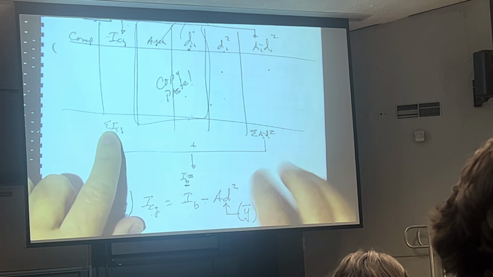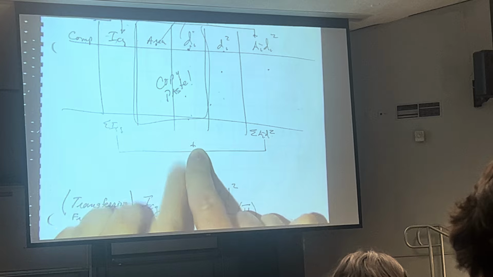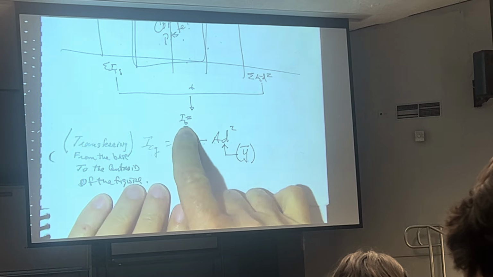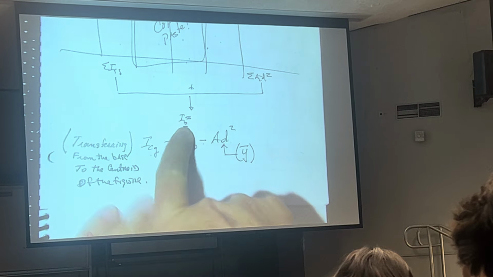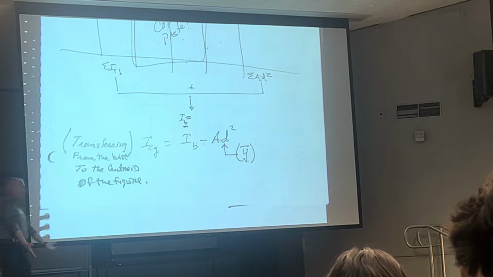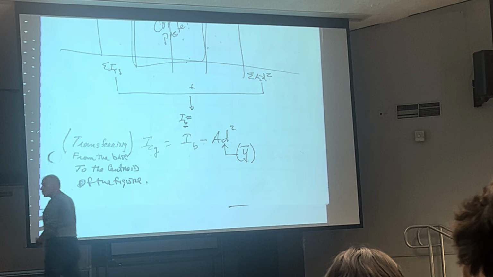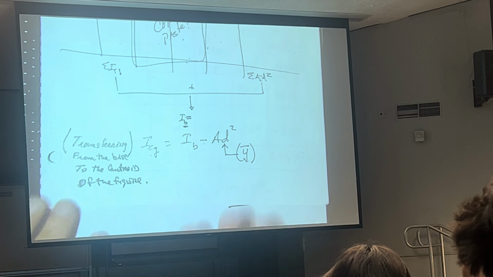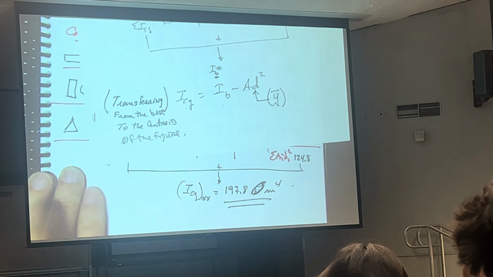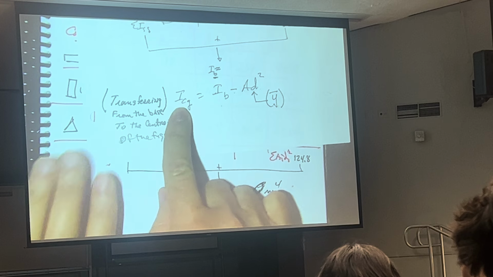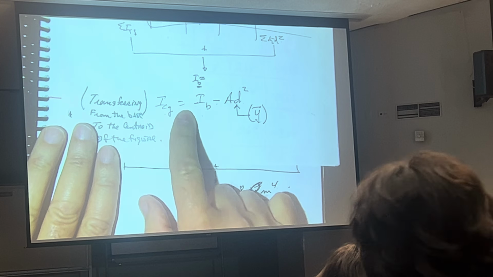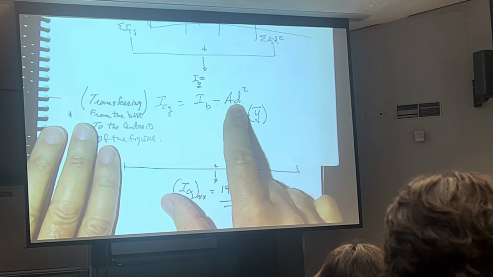And then I add these up, add them together, and what I have is I about the base. Well, I didn't ask you for I about the base. I asked you for I about the centroidal. Now I'm going to use the transfer theorem to transfer it from the base to the centroid. So I'm going to say ICG, which is what I'm looking for, equals I base minus AD squared.